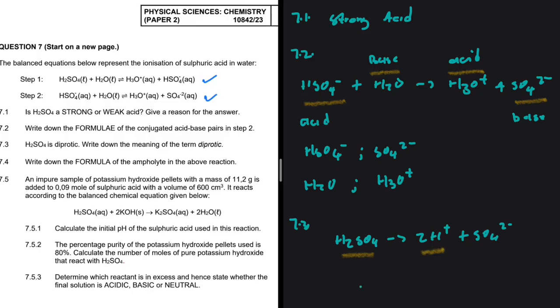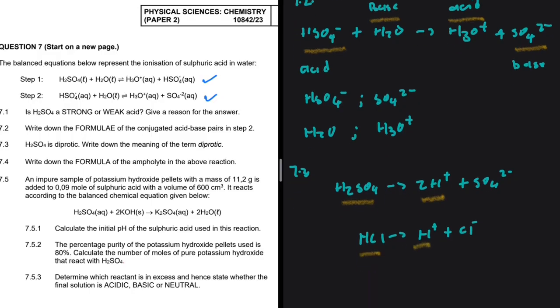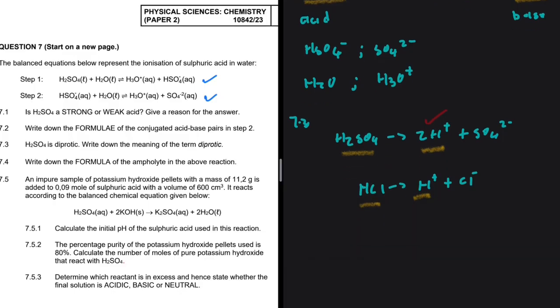For instance, HCl that can only donate 1 proton would be called monoprotic, because for one HCl we have 1 H+, but with H2SO4 clearly we have 2 H+, so we refer to it as being diprotic. There we go. That is 7.3. Let's take a look at 7.4.